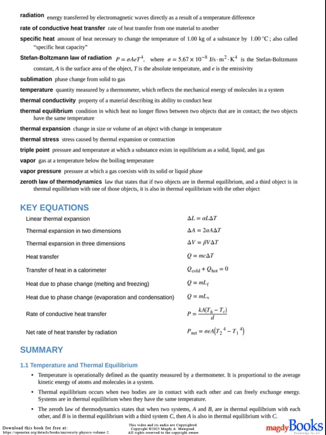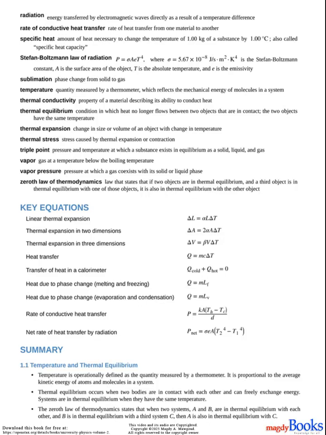B. Key equations. 1. Linear thermal expansion. Delta L equals alpha L delta T. 2. Thermal expansion in two dimensions. Delta A equals 2 alpha A delta T. 3. Thermal expansion in three dimensions. Delta V equals beta V delta T. 4. Heat transfer. Q equals m c delta T. 5. Transfer of heat in a calorimeter. Q cold plus Q hot equals 0.